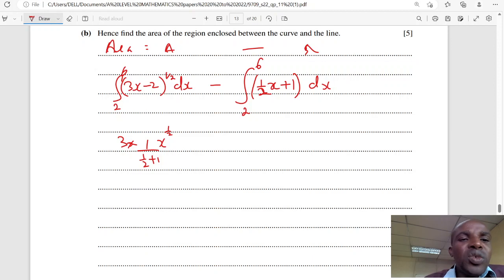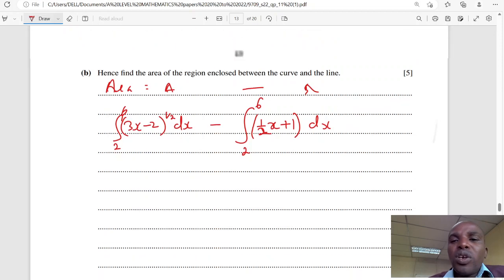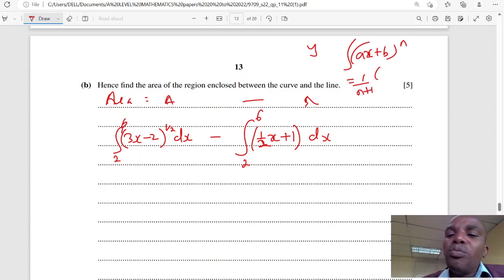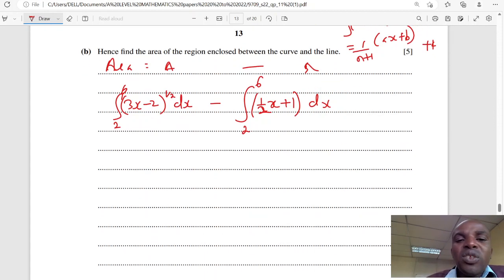Or let me just use this method. Let me just use the integration of the form y is equal to, let me just put it, (ax plus b) to the power n. So it will be 1 over n plus 1, then (ax plus b) to the power n plus 1, then plus a constant. This is the concept that I'm applying in this case, right? Please take note of that part.